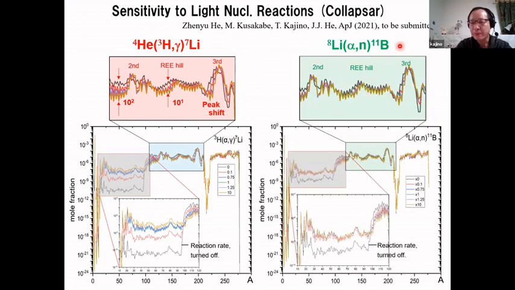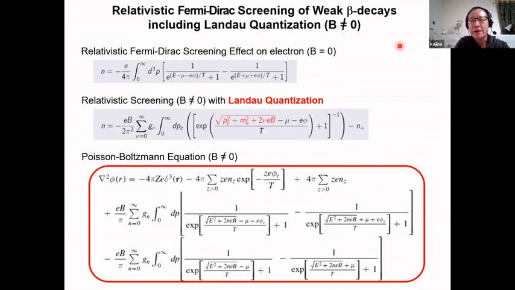Okay, now time is almost up. Let me just speed up. Theoretically, these objects are probably strongly magnetized. So we should take account of the strong magnetic field effect by including Landau quantization and other effects.